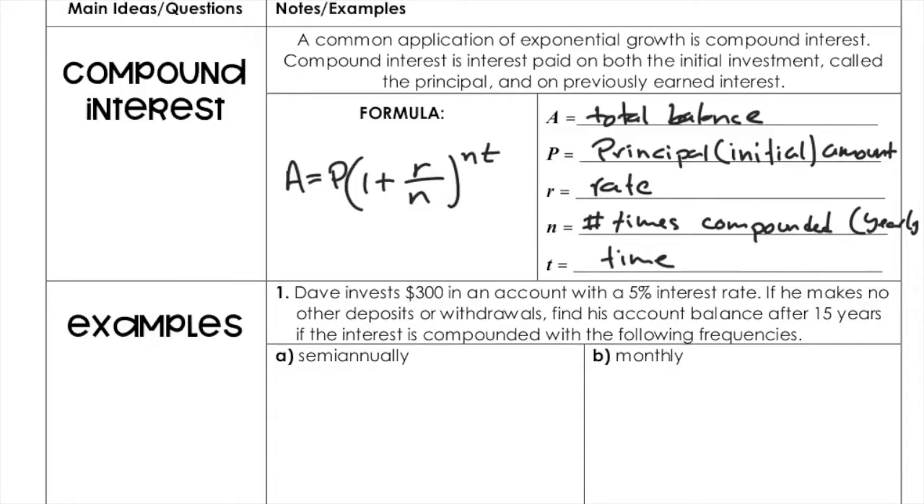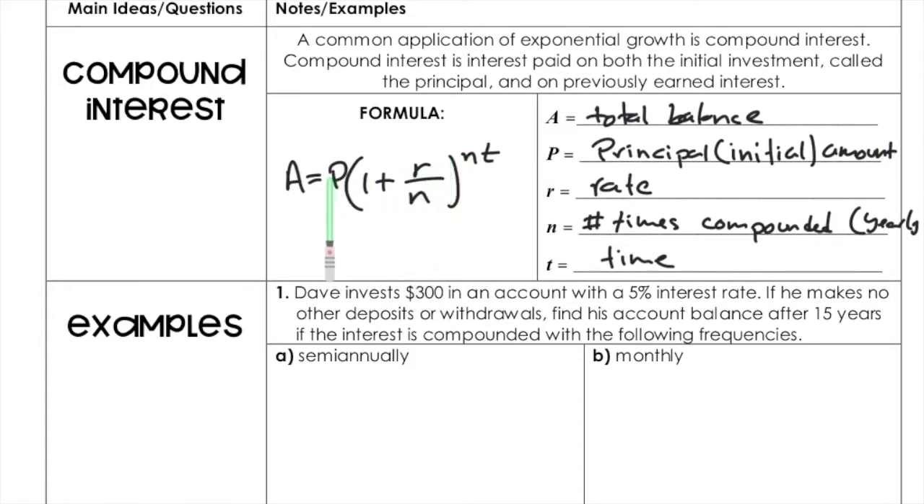So in this video, we're going to be working with compound interest, right? It says a common application of exponential growth is compound interest. Compound interest is interest paid on both the initial investment, called the principal, and on previous earned interest. So the formula is going to be very similar to the formula we used in the last video, but in this case, there are a couple of things that are going to change.